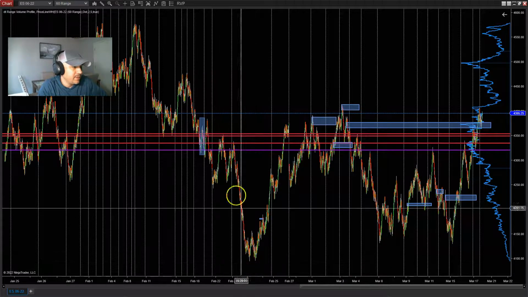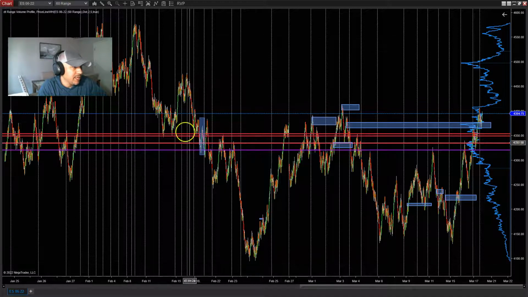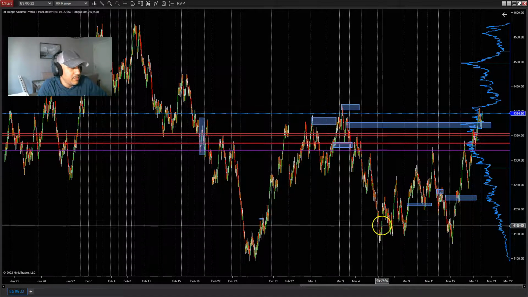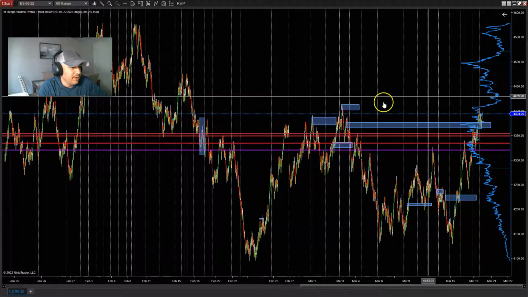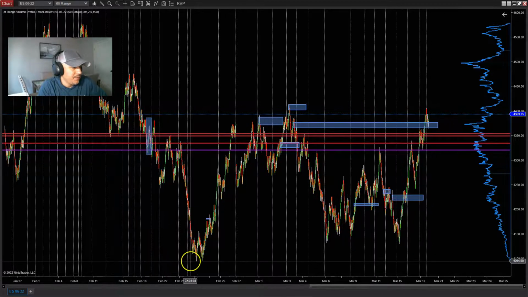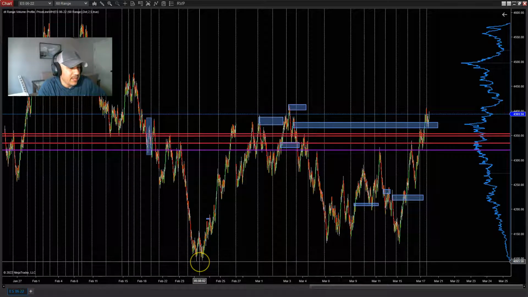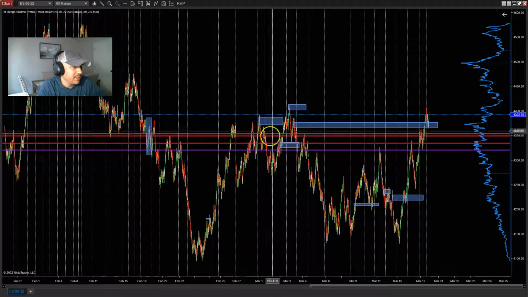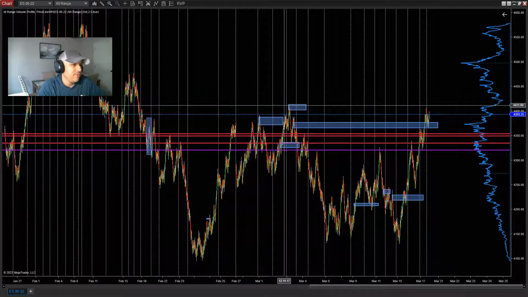This is the bottom of the swing right here, or this leg to the downside. The market pushes back up, retraces, and if you really look at it right now, it has not broken this low right here, sitting at 40.93, and we have a high sitting right here on this leg to the upside at 44.11.